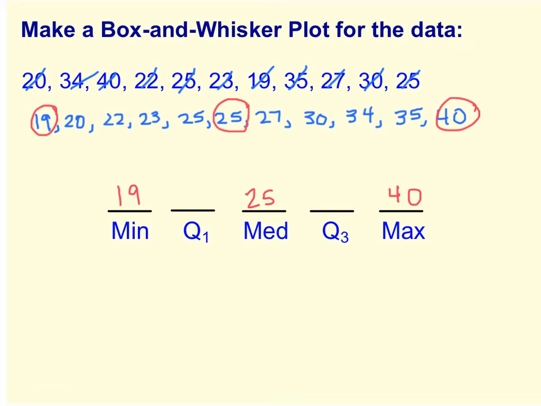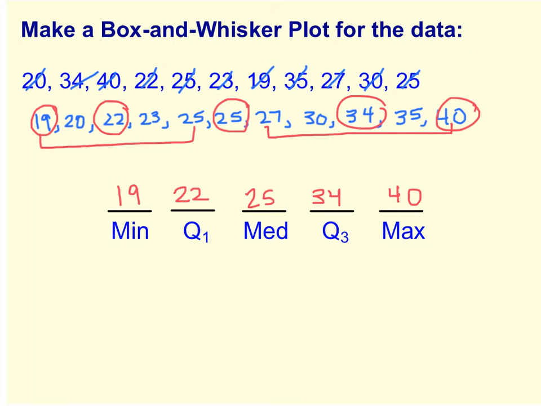Alright, so now we want our Q1, that's going to be the median of the lower half of data. And when you do that, because our median fell right on the 25, we're going to not use the 25, and we're going to find the median between the numbers lower than 25. So when you do that, you get that 22 in the middle, which is nice, and then you're going to find the median of the upper half of numbers, which is going to give you 34.